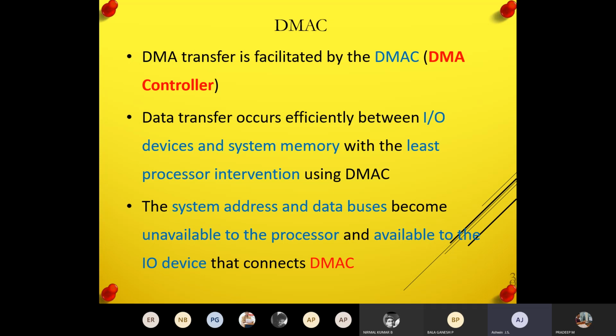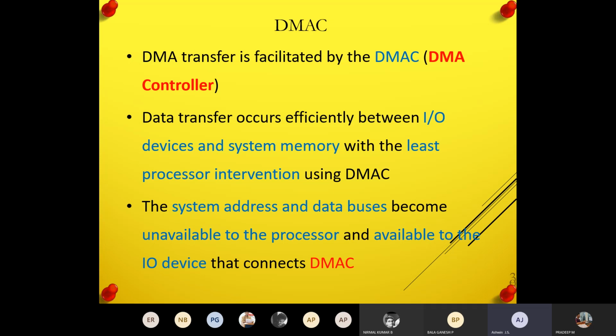Okay, and you can see the same thing. Data transfer occurs efficiently between the input output devices and system memory with the least processor intervention. So the thing is, it is not disturbing the processor, so the processor will do its work separately. It won't disturb the processor. The processor will do the process separately, and DMA will be used to transfer the data from the hardware to the memory. So what will happen? Simultaneously, we are doing the two operations. So the speed of operation will increase.